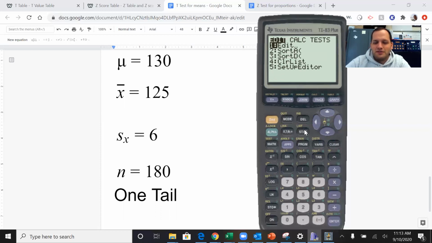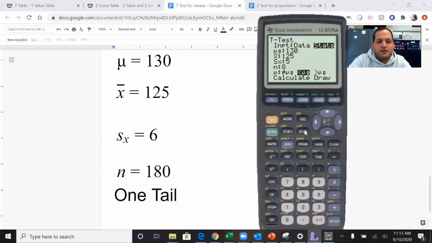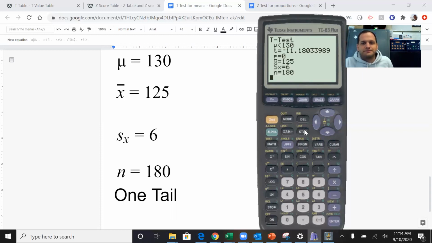You go to statistics. We come over to tests. Go to t-test. Our average for the population is 130. We took a sample and we got 125 as our average with a standard deviation of 6 over the course of 180 trials. This is a one-tail test. 125 is less than 130. So we're going to stick with less than mu, not, and then click calculate.